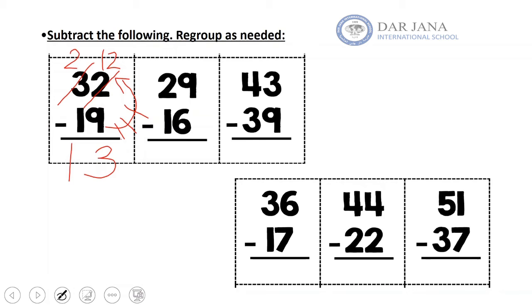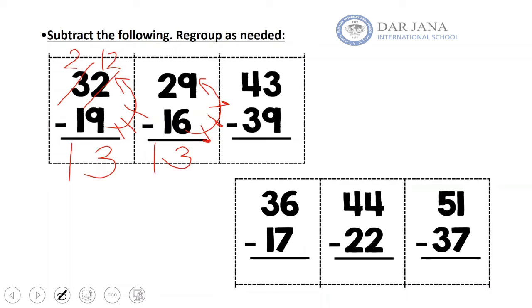Some of you will say, it's easier for me to count from 6 till 9. Let's count. 6, 7, 8, 9. How many did you draw? 1, 2, 3. So 9 minus 6 equals 3. 2 minus 1, yes, equals 1. So the answer is 13. Do you need to regroup here? No, no need to regroup.